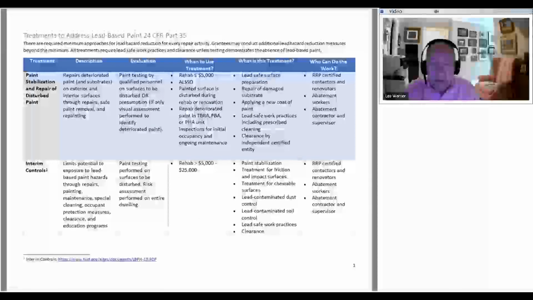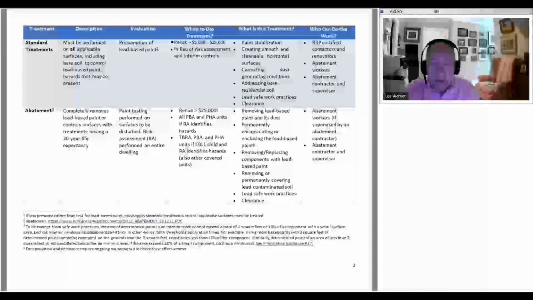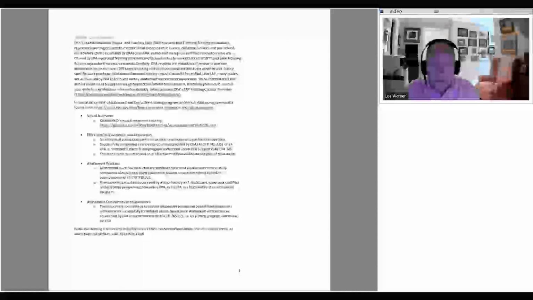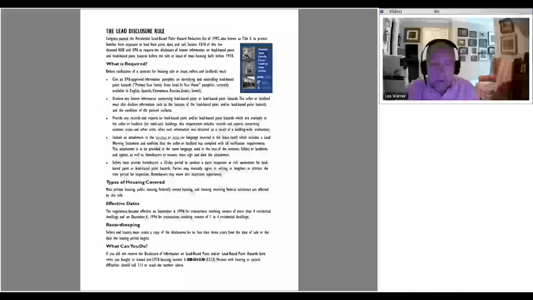We have this treatments to address lead-based paint, which gives you a summary of different types of work that can be done. So we talked about interim controls, what that is, how to do that, and then we have abatement, and then we have this document which is about our workers, who can do what kind of work and what kind of training, and then the background information on the lead disclosure rule. So lots of information there.